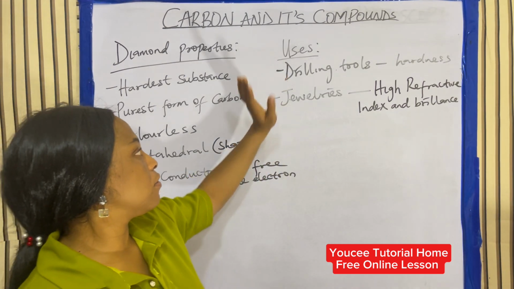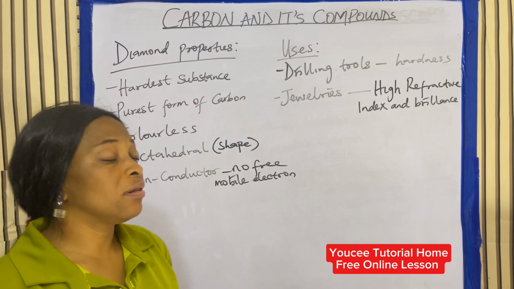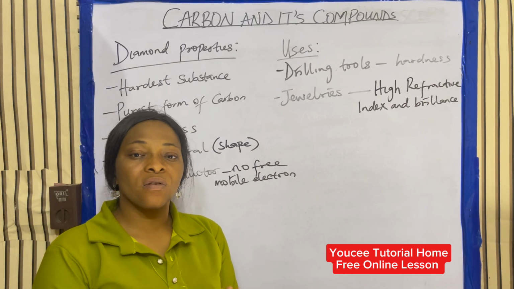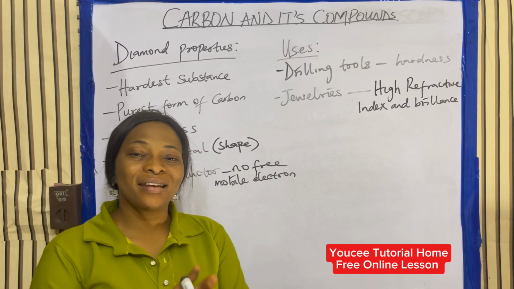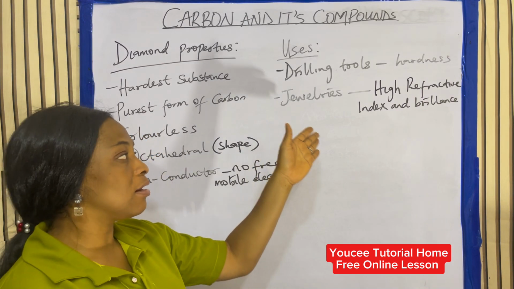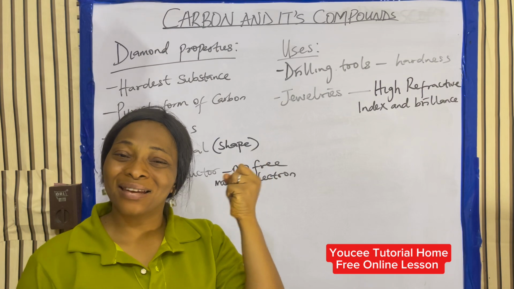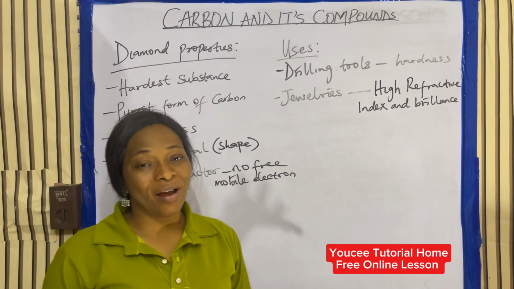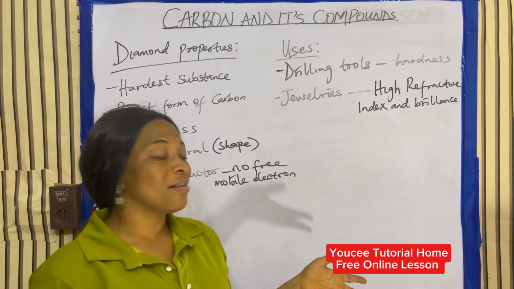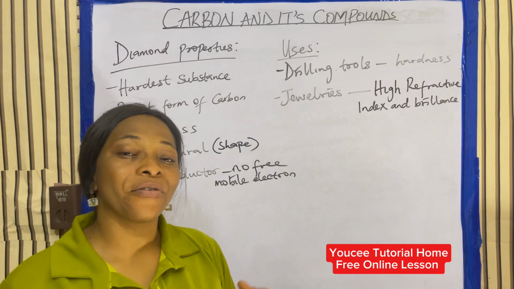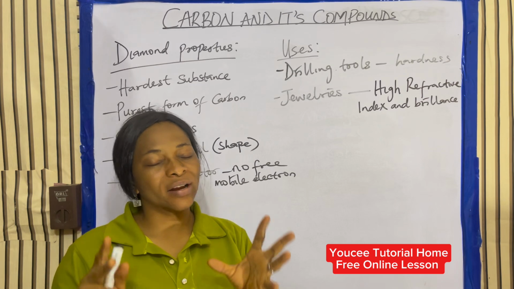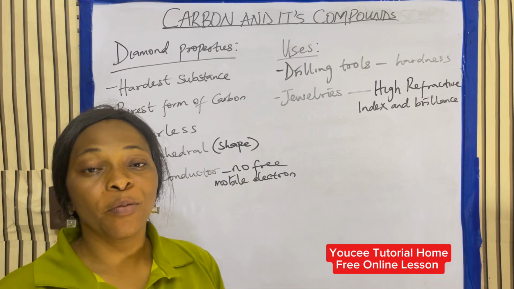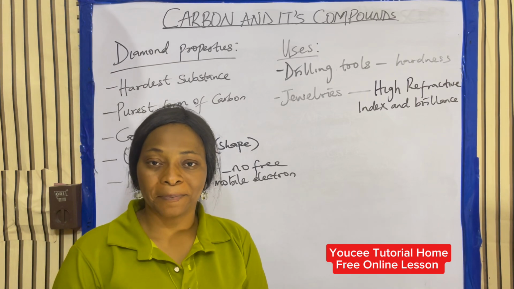Now let's look at the uses. Number one, diamond is used in making drilling tools and cutting tools. Any tool that requires hardness, diamond is used in making it because of its hardness. Number two, diamond is used in making jewelries, because of its high refractive index and brilliance. That is why it is used in making jewelries that people wear, especially women.